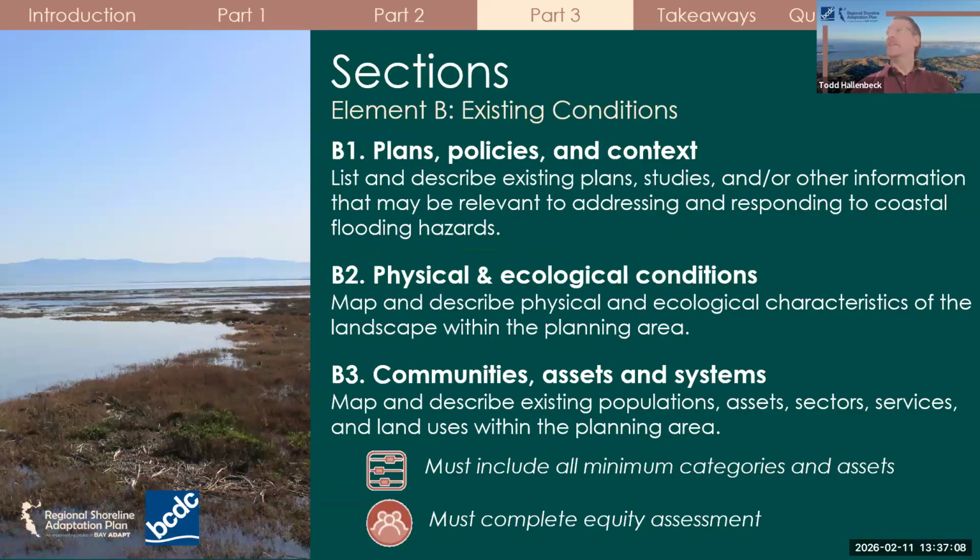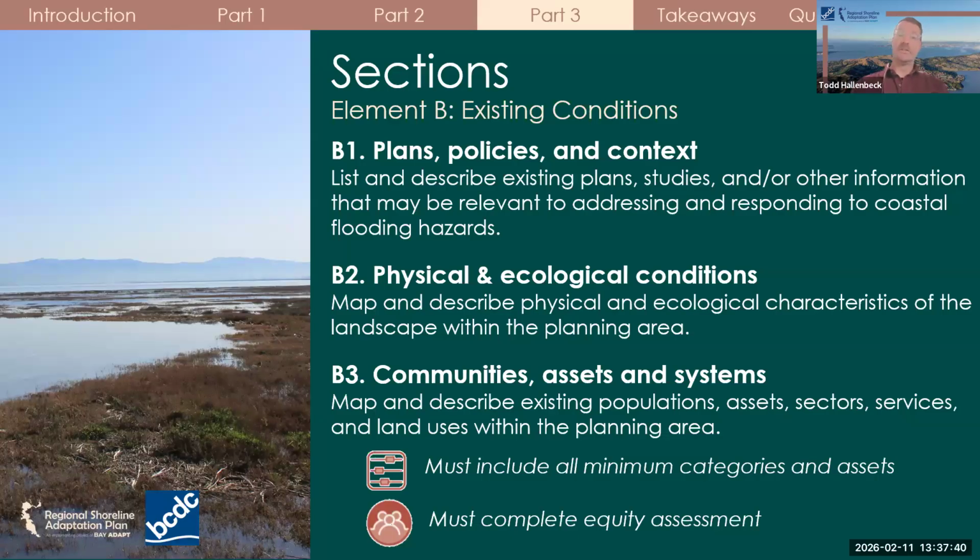Element B is organized into 3 sections that together describe existing conditions in the planning area. B1 focuses on plans, policies, and context. This section lists and describes existing plans, studies, and other relevant information that may affect how the region addresses coastal flooding hazards. So this includes general and land use plans, hazard and emergency plans, as well as climate and resilience plans. The goal is to understand what already exists, how it can be reused, and how it shapes current and future decisions.